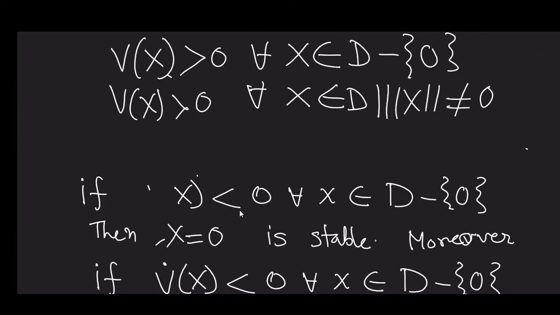If V dot x is less than or equal to 0 for all x belongs to D, no need to mention D minus 0 itself, because we know that it's going to be 0. So then our x0 is stable. I forgot to mention this line. Now we are all set.